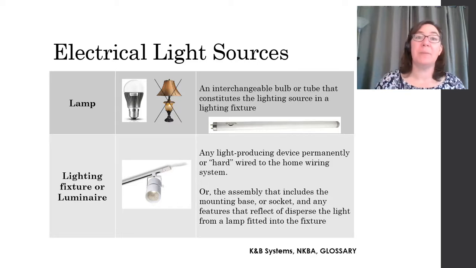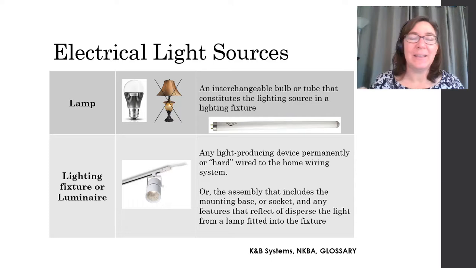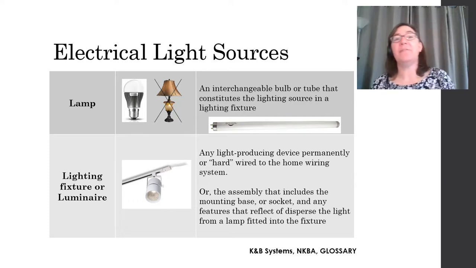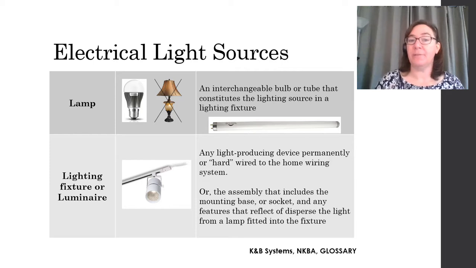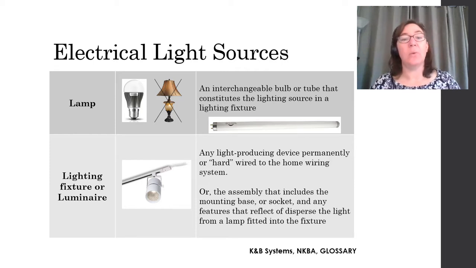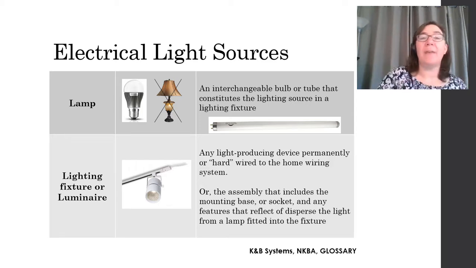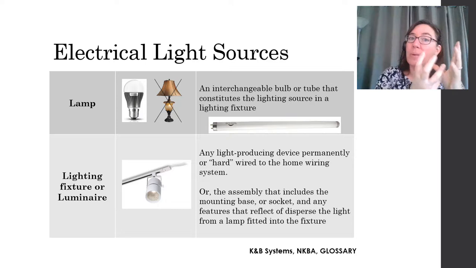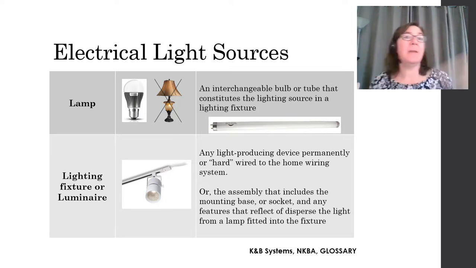The next vocabulary word is luminaire. Luminaire is a fancy word for light fixture, and it's specifically any light producing device permanently or hardwired to the home wiring system. So what we have here is a lamp or a bulb, and then a luminaire that the bulb goes into.